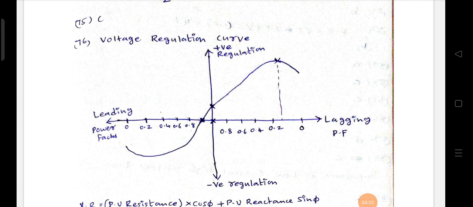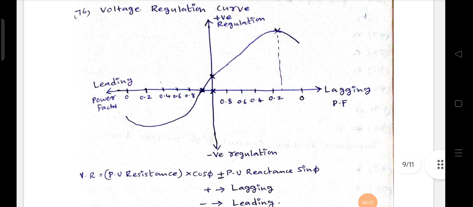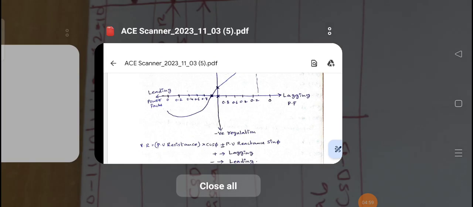Sometimes you may get a question like this: if the voltage regulation at 0.8 lagging power factor is 4%, what is the voltage regulation at 0.6 lagging power factor? From this characteristic, on the lagging side from 0.8 to 0.6, voltage regulation increases. That means the answer is increases. In this way you will get questions. That is about the voltage regulation curve.